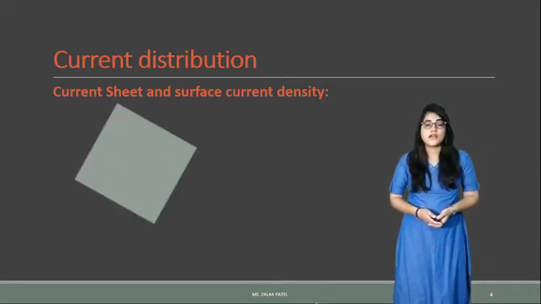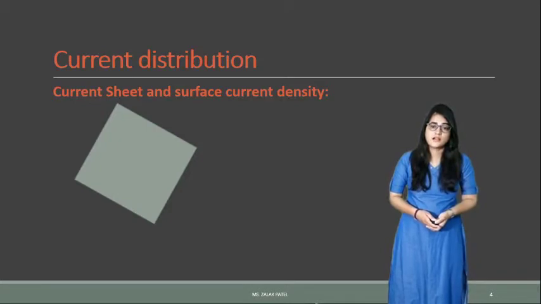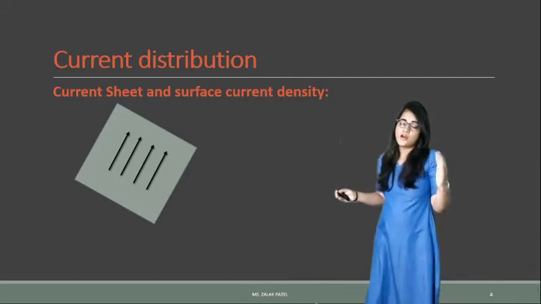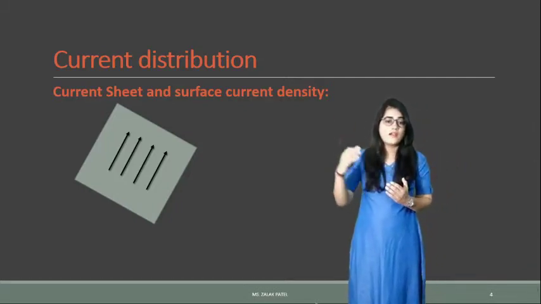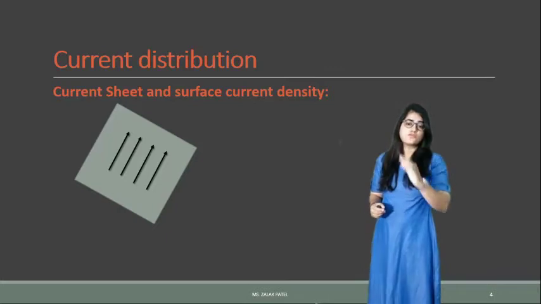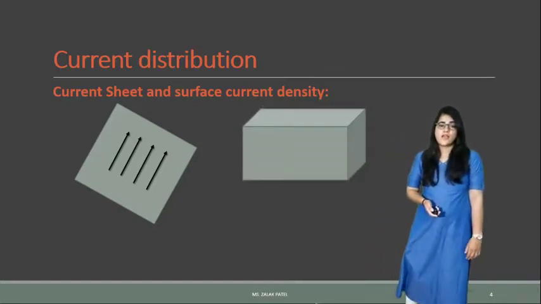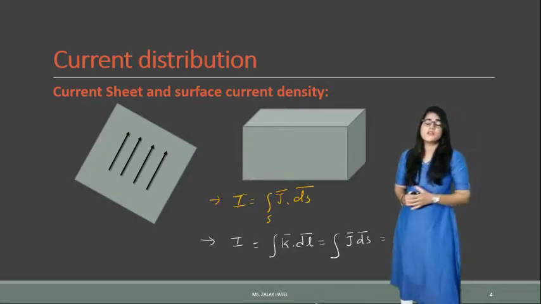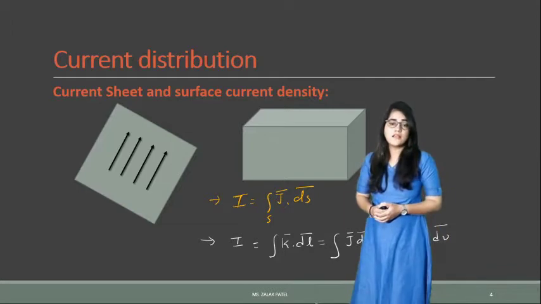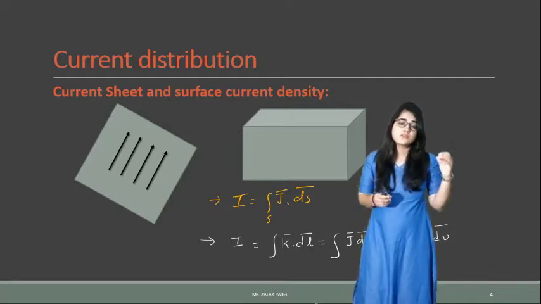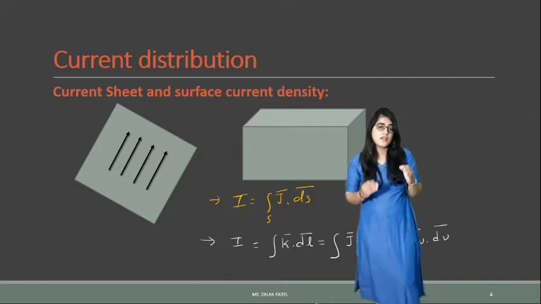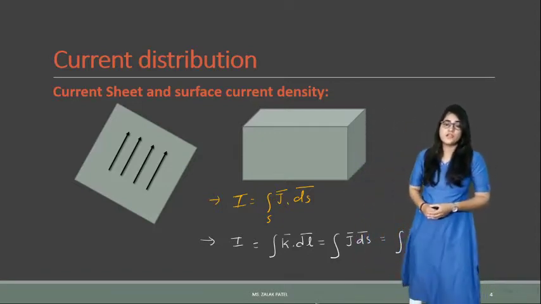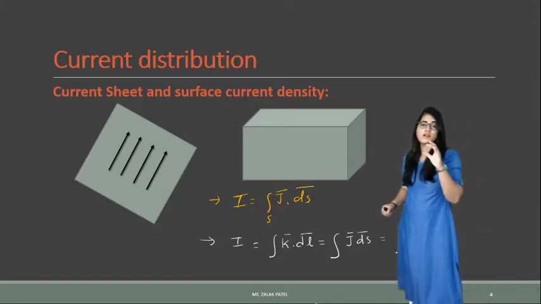Here we can also take the current sheet and the surface current density. For the current sheet, we consider one rectangle, and in that rectangle all the flux lines go in the upward direction, so it again has uniform current density. If you want to find the current, it will be the surface integration of current density J dot dS. Why this equation? Because J means current density, which is current per area, I upon A, and its unit is ampere per meter square.